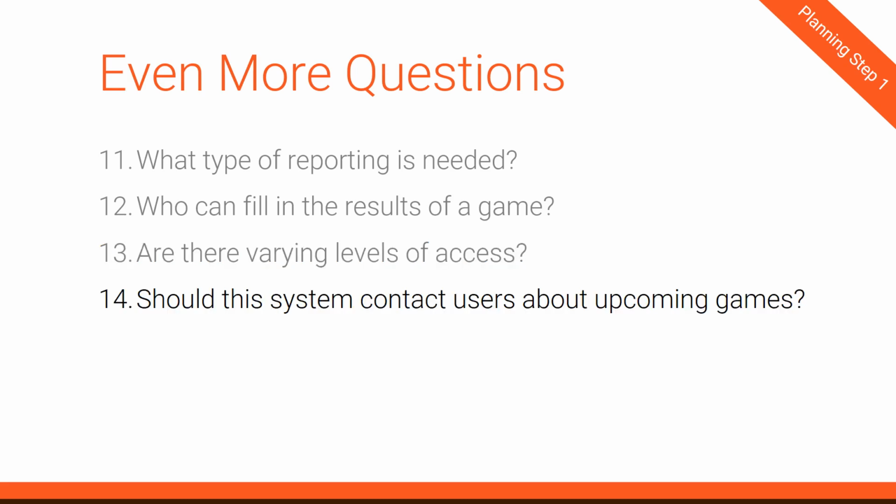Number 14, should this system contact users about upcoming games? Now think about it. How would you know that you're going to play a game? How do you know that we're all the way through or most of the way through round one and your game's up next? We have to let them know somehow. Maybe the tournament administrator just lets everybody know manually. That seems counterintuitive, especially since we're creating an application right now.